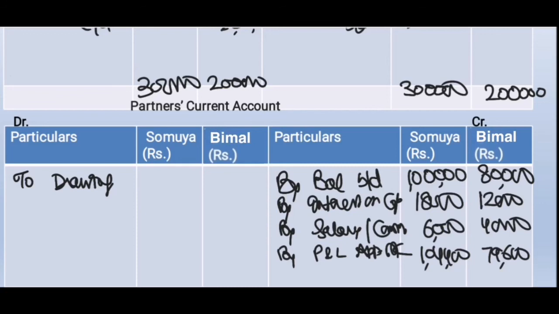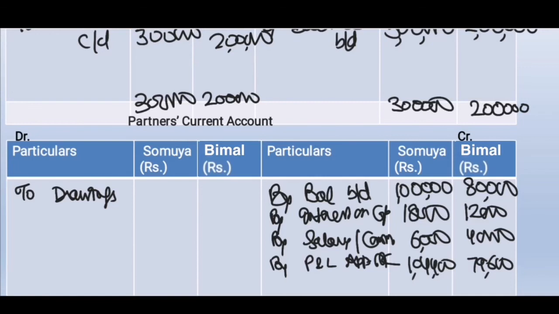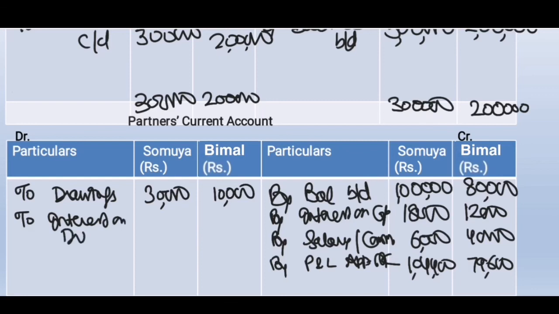Then amounts to be charged from partners through their current account are drawings. The drawings of both the partners are given in the question. Soumya's drawings were 30,000 and Bimal's drawings were 10,000. So we are going to show it on debit side of partners' current account: to drawings, Soumya's drawings 30,000 and Bimal's drawings 10,000. Then interest on drawings has also been charged from the partners. So to interest on drawings, Soumya's interest on drawings was 750 and Bimal's interest on drawings was 250.